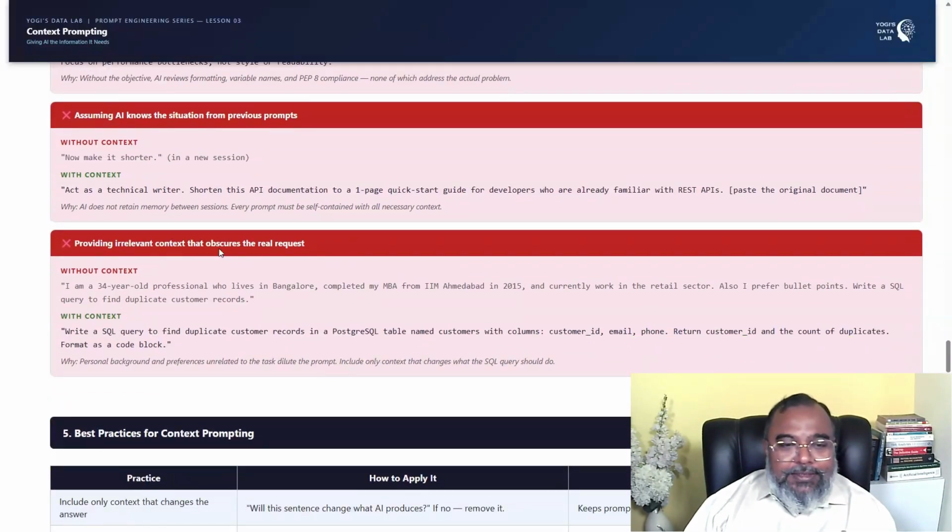Providing irrelevant context obscures the real request. Yes, this is also not a very good idea, where you go ahead and give irrelevant context. Like, I am a 34-year-old professional who lives in Bangalore, completed my MBA from IIM Ahmedabad in 2015, currently working in the retail sector. Also, I prefer bullet points, write a SQL query to find duplicate customer records.